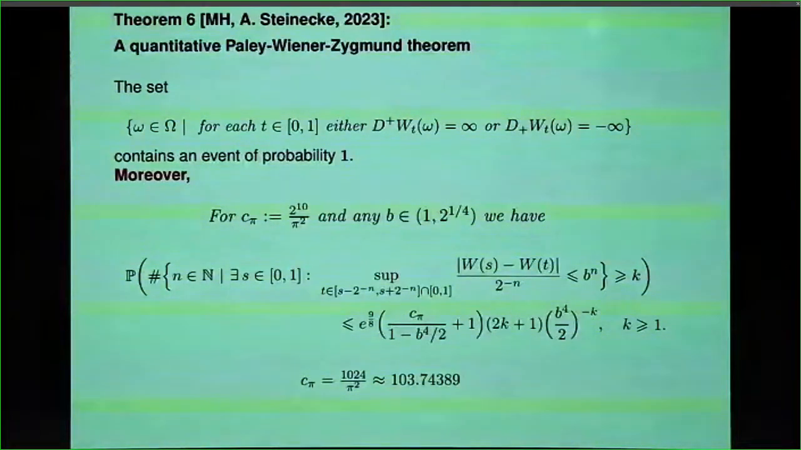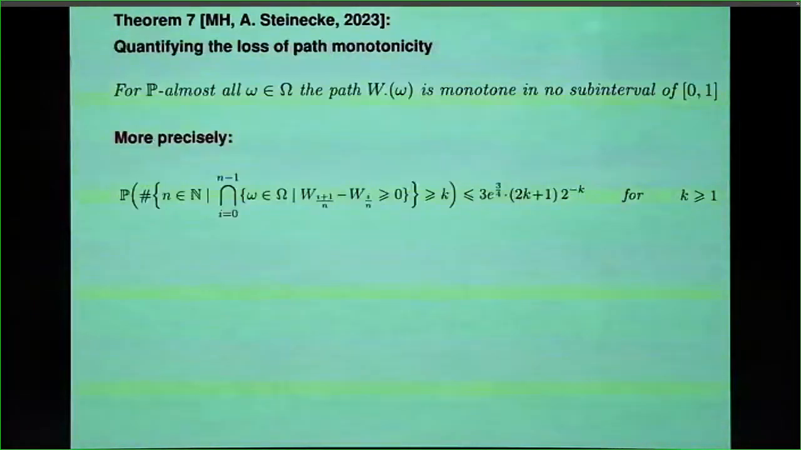You're approximating on a dyadic scale, and you ask yourself, if the derivative grows exponentially, how many times will you see more than k errors? And you see it less than something to the minus k errors. So it's really going to zero very fast. So you have a very dichotomic behavior.